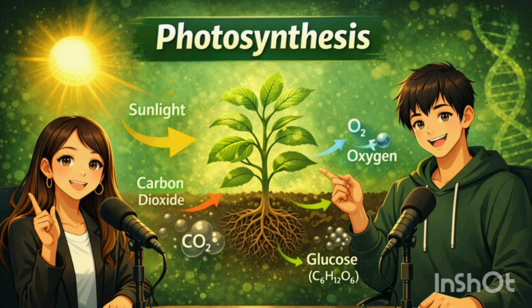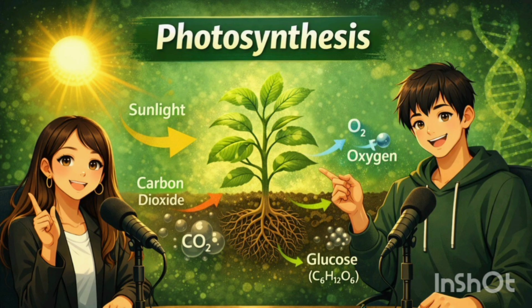Photophosphorylation. Correct. And there are 2 types. The process we just described, where electrons go from PSII to PSI and then on to NADPH, is called non-cyclic photophosphorylation because the electrons don't come back. And it produces both ATP and NADPH. Right. But there's another mode, cyclic photophosphorylation.